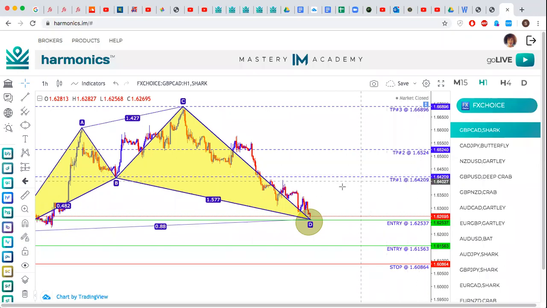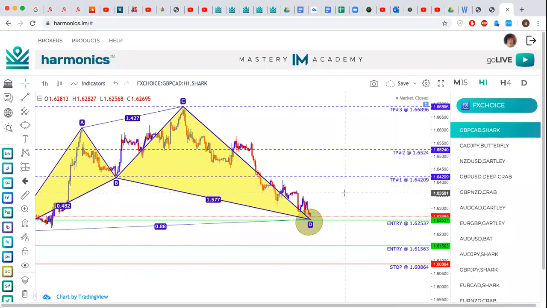Okay, so in the beginning, if you're just starting out, you test it out, of course, do it on demo and just go for TP1. Okay, just go for TP1, see how it goes. Later on when you get more hang of it, what you can do is move your stop loss into profit and let the trade run to TP2 and TP3.